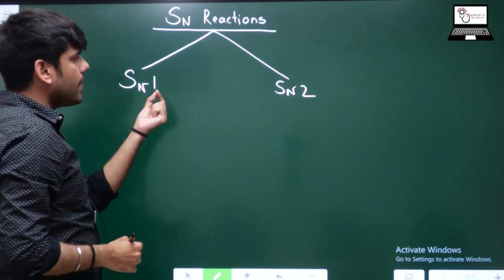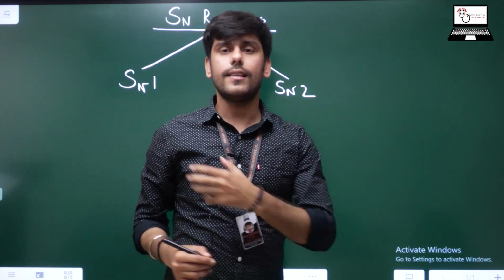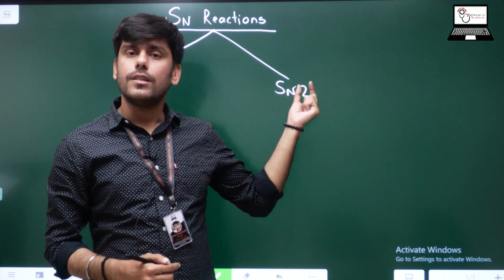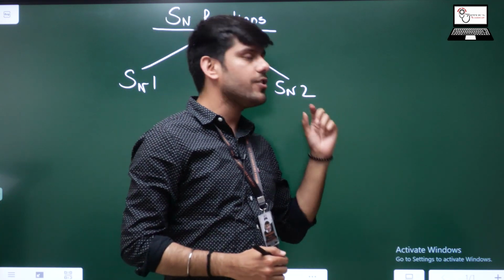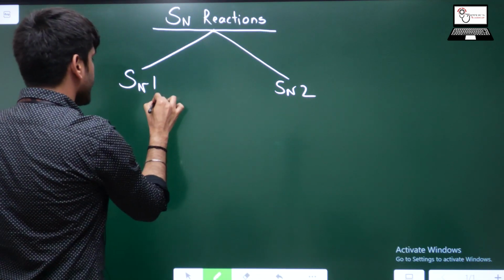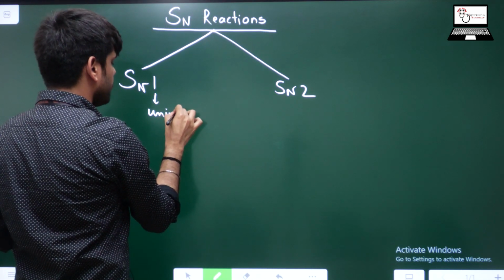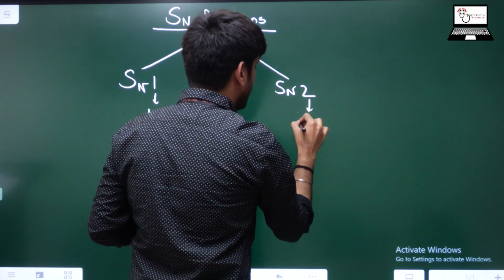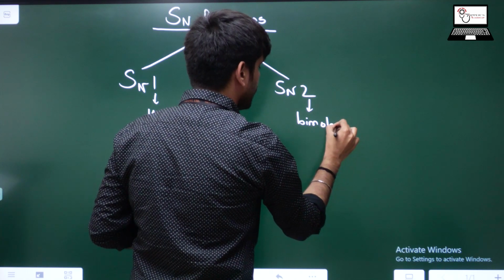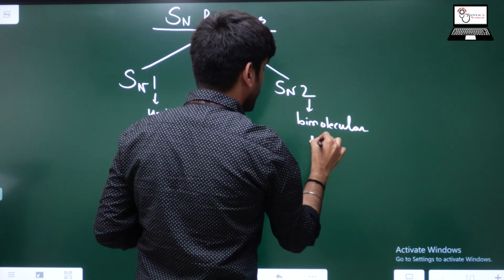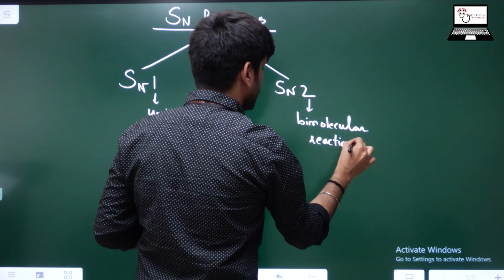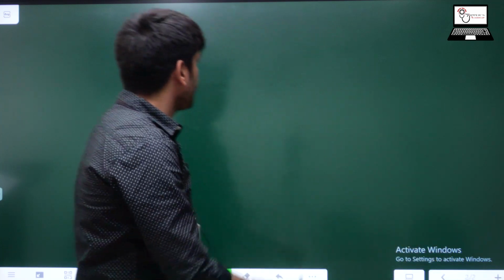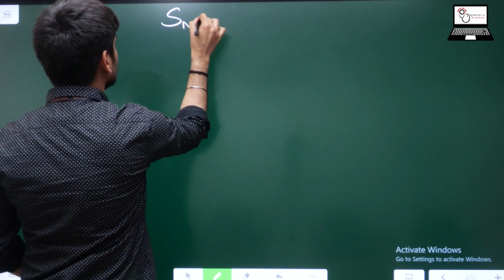Now what do we mean by 1 and 2? SN1 means that these are unimolecular reactions, and SN2 means that the reactions are bimolecular. So 1 stands for unimolecular and 2 stands for bimolecular reactions. Let us discuss it one by one. Let us start with SN2.